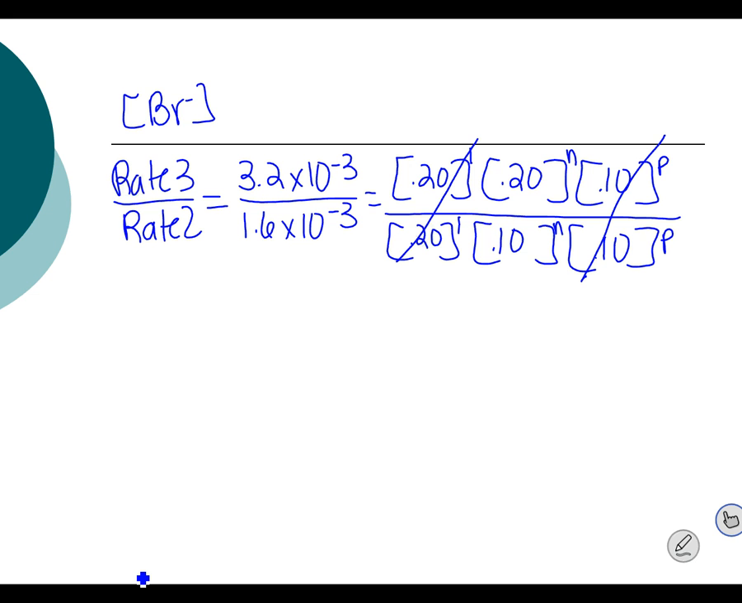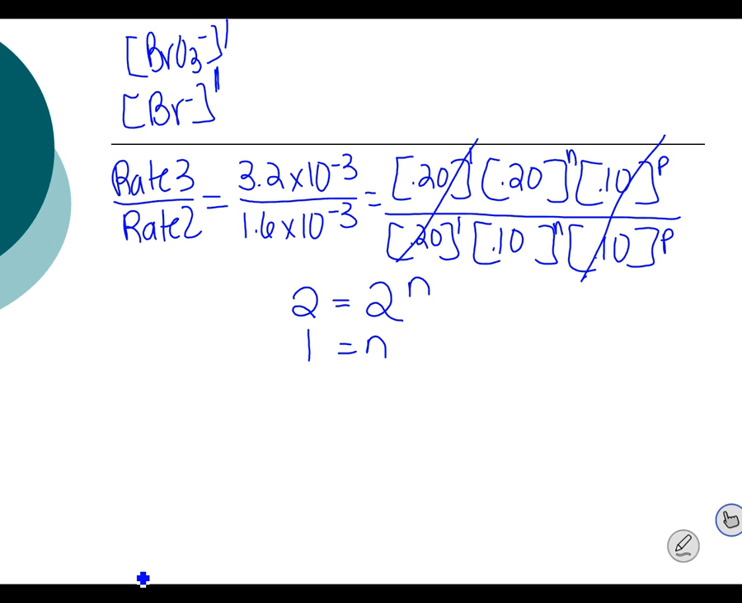Now, when I look at this one, I go, oh, 32 divided by 16. That's a 2. 20 divided by 10, that's a 2. Raised to the n, well, this is the exact same order as our last problem. 2 raised to what power gives us 2? Well, 1 is our power. So our bromide is first order. So far we have our bromate, which is first order, our bromide, which is first order, and now we're going to finish up with our hydrogen and figure out its order.